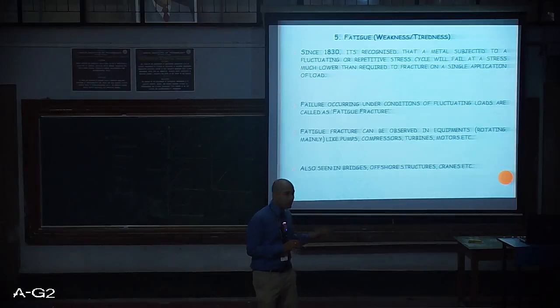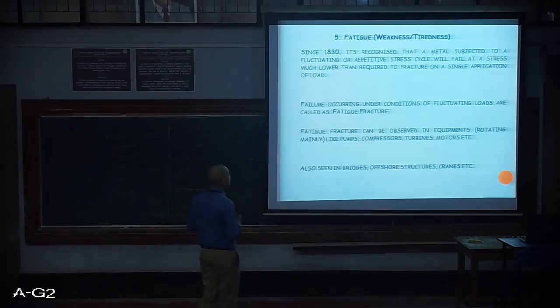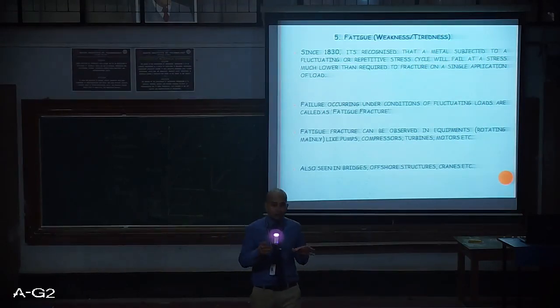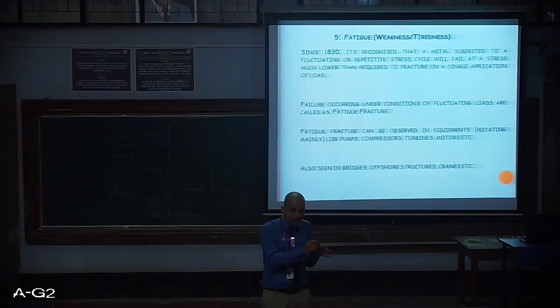Okay, I'll just go ahead with the slides. Since the 1830s, people have recognized the impact of this type of fracture on the material. It's recognized that a metal subjected to a fluctuating or repetitive stress cycle will fail at a stress much lower than that required to fracture it on a simple application of load. That means if you apply a single continuous loading to a material, its life will be something, and if you apply a loading that keeps decreasing and increasing, you will see that the life of that material is lower than in the previous case.